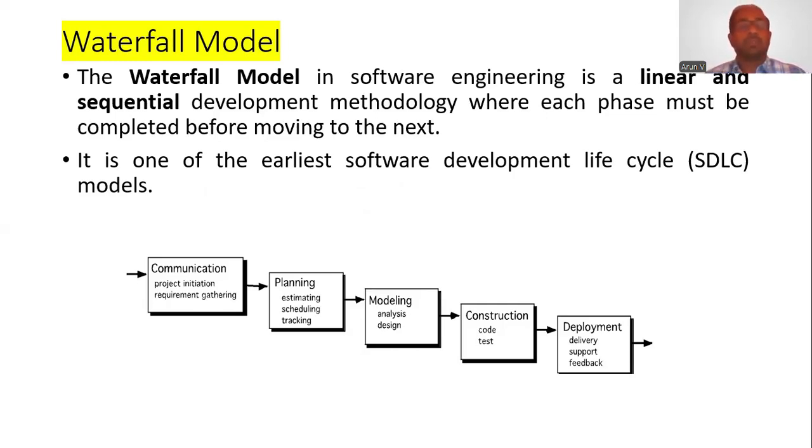For example, if developers want to move to the next process like planning, they must first complete the communication process. Okay, only then will it move to the next. So that is one of the drawbacks in this model. This model is one of the earliest software development life cycles.